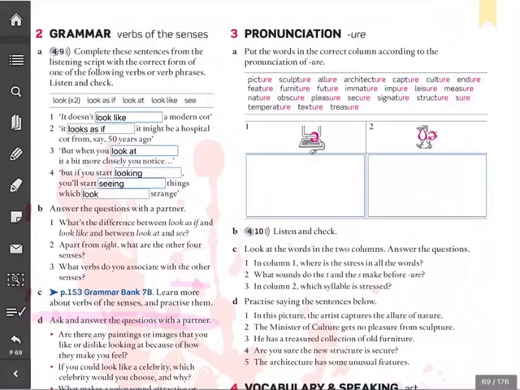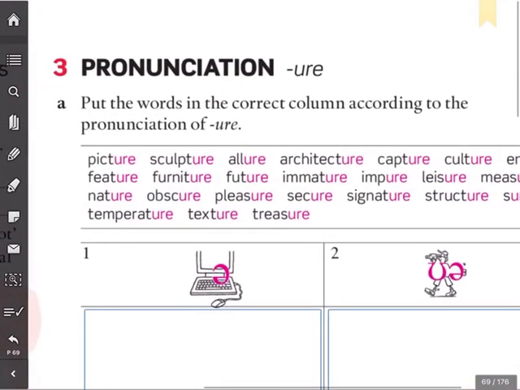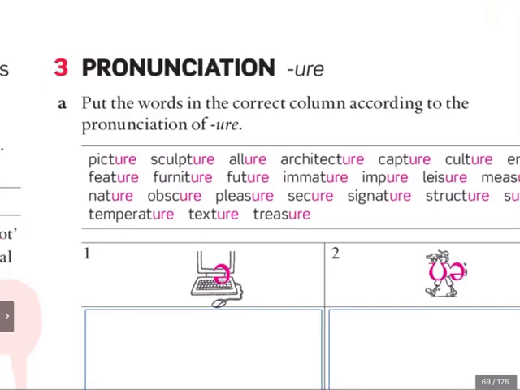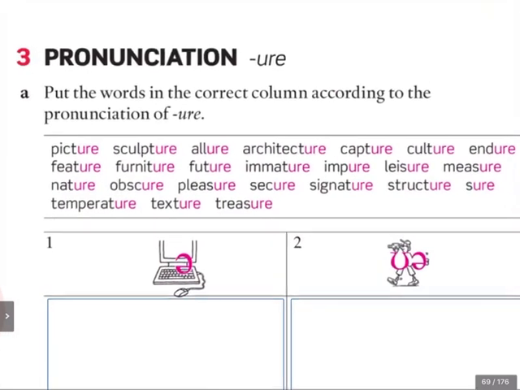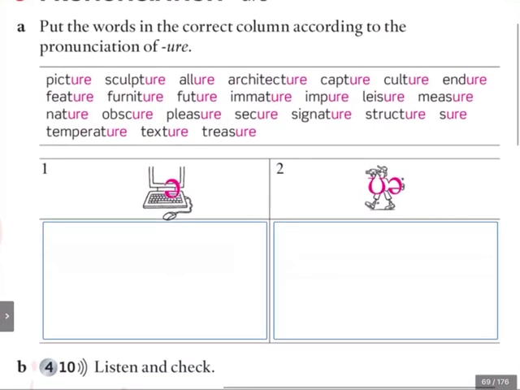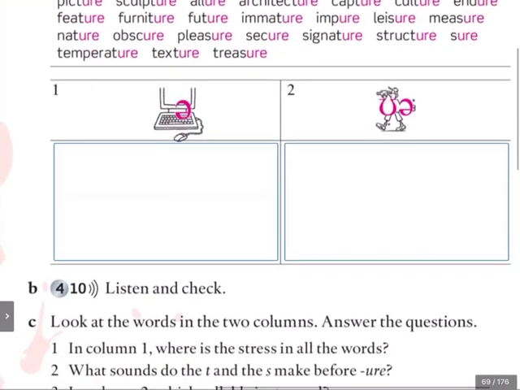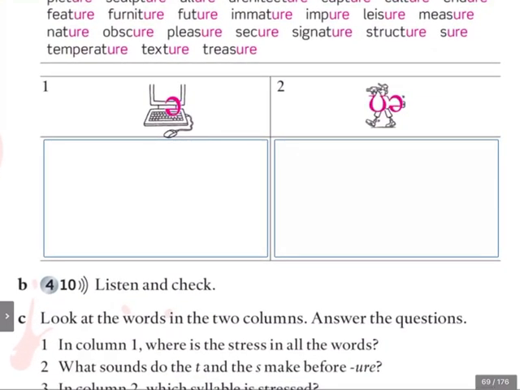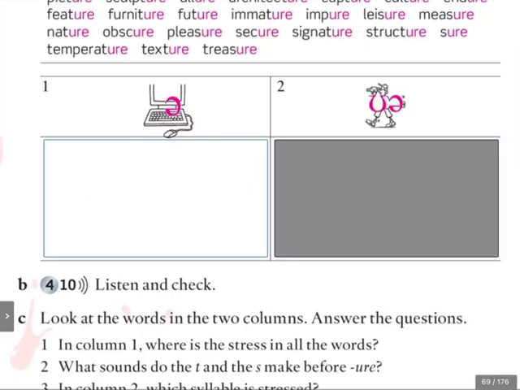Now, today we're going to look at page 69. We're going to look at exercise number 3, pronunciation, and focus on the spelling U-R-E at the end of a word. It says here, letter A: put the words in the correct column according to the pronunciation of U-R-E. As you see, we've got quite a few words to put in either column 1, which is the schwa, as in computer, or column 2, which is your, as in tourist.